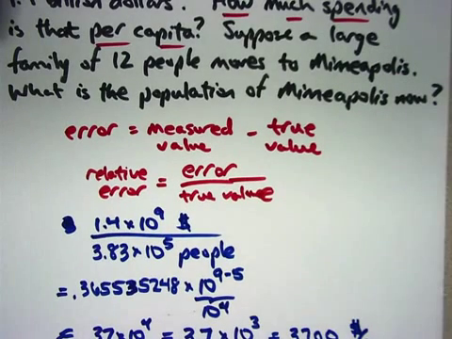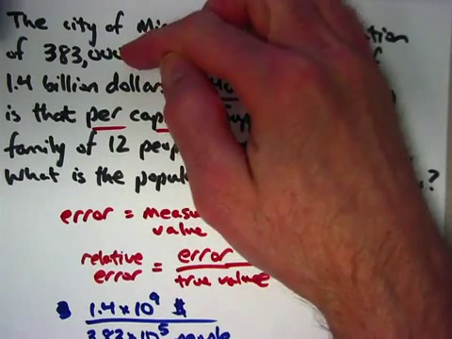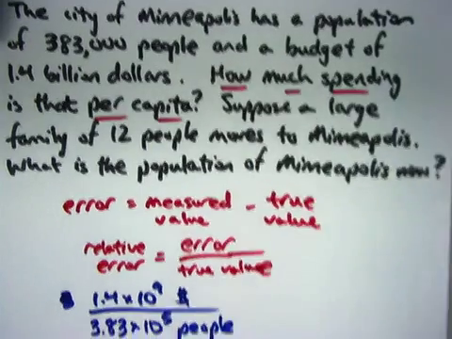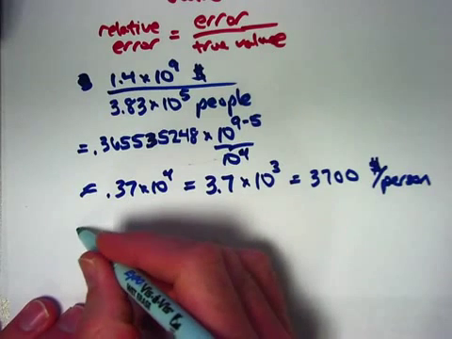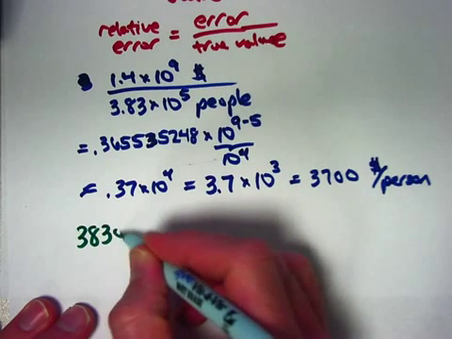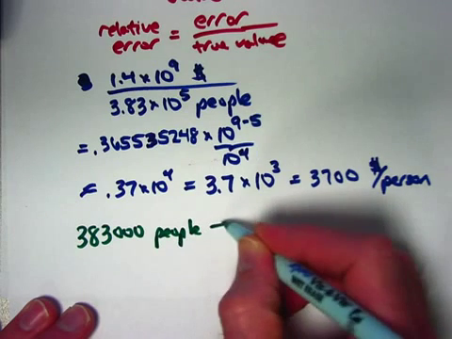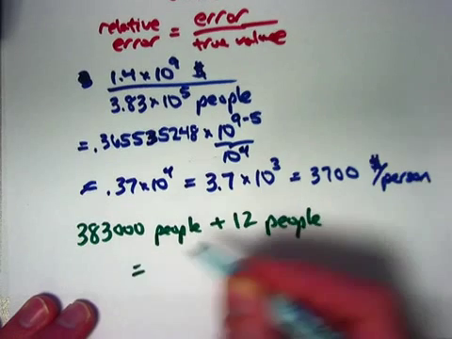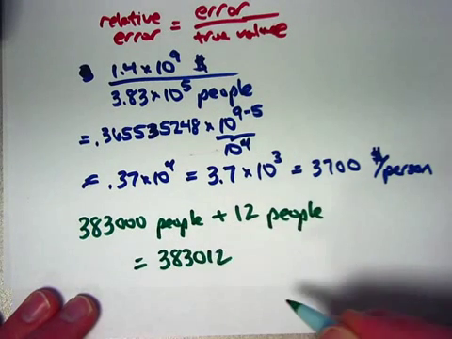Second question, suppose a large family of 12 people moves to Minneapolis. What's the population of Minneapolis now? You'd be tempted to say, well, 383,000 plus 12 is 383,012. And that is true as far as numbers go. I'll write it down here: 383,000 people plus 12 people. As far as the numbers go, that does equal 383,012.